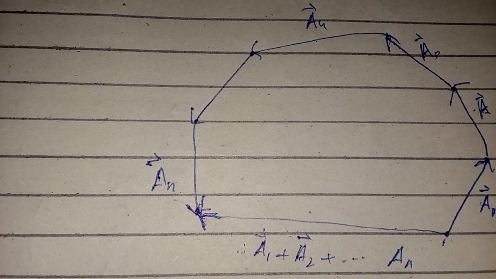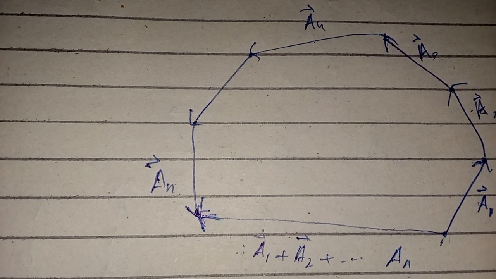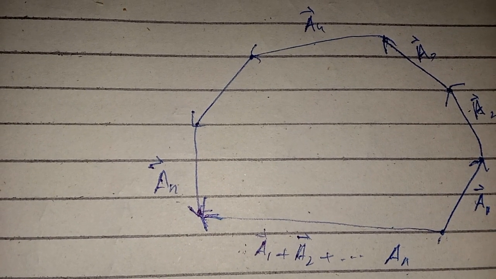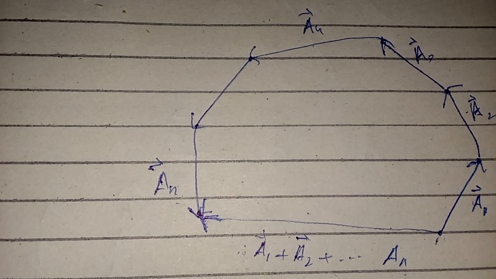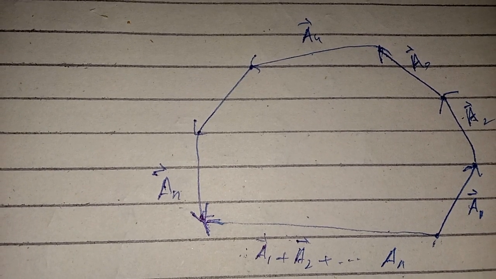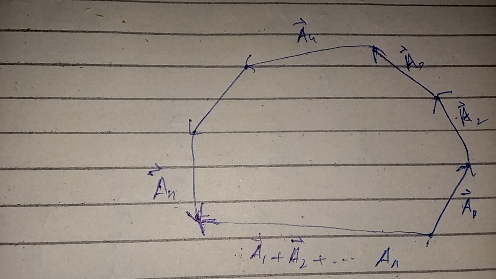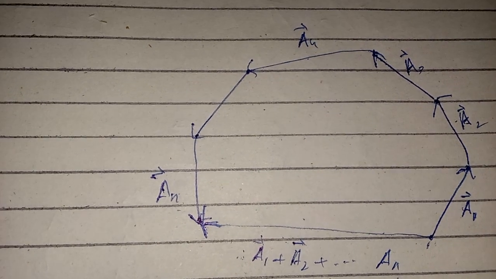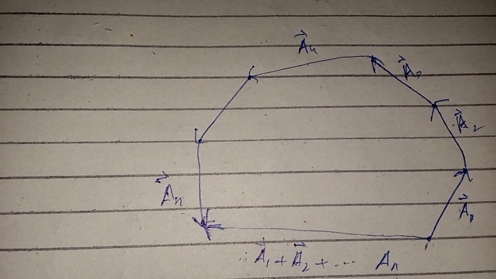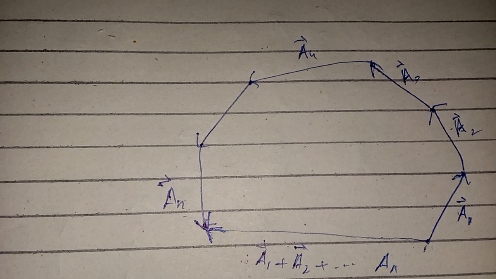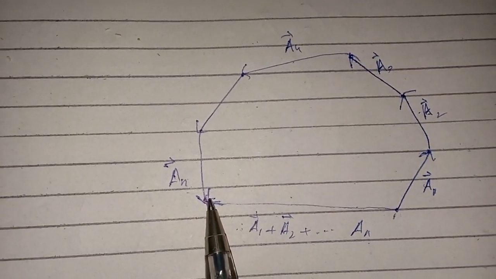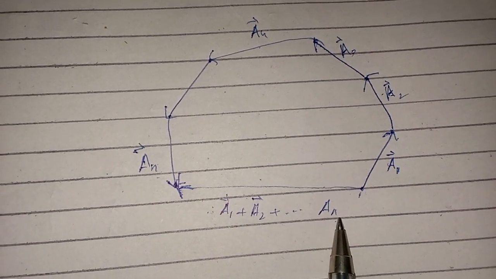Now we will discuss the polygon law of vector addition. Let a1, a2, a3 and so on up to vector an be n vectors whose sum is to be found. Put all vectors tip to tail, that is to say, the initial point of vector a(i+1) on the terminal point of vector ai, completing a polygon of vectors. The sum is then the vector from the initial point of a1 to the terminal point of an, and it is written as a1 plus a2 plus a3 up to an.